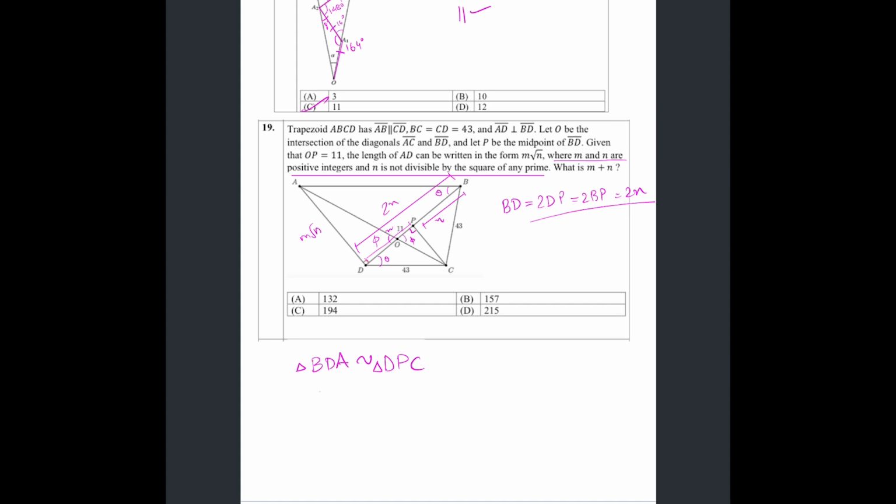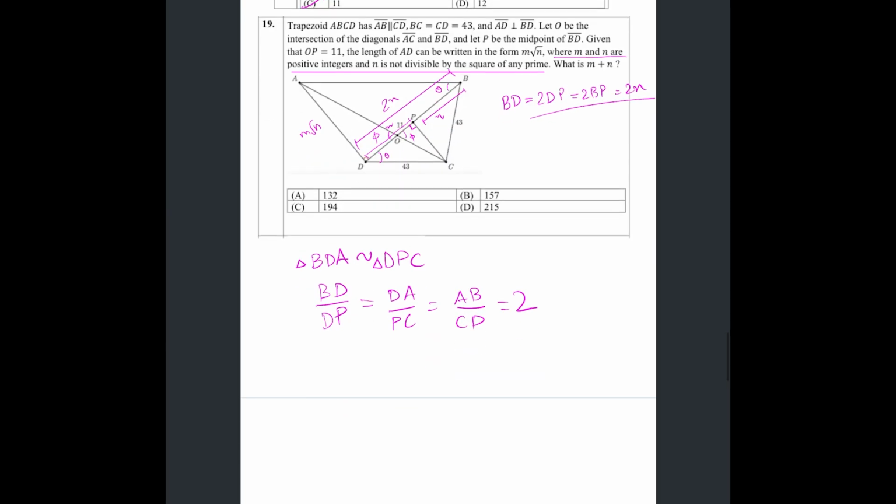Okay, and now we have these two triangles are similar, so the ratios of sides are equal. So BD by DP equals DA by PC equals AB by CD, right? And this actually equals 2, right? Because BD equals 2DP, right?